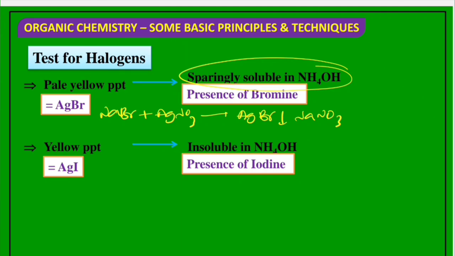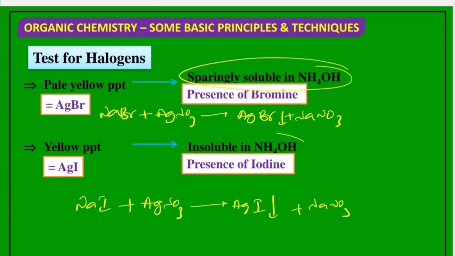Now have a look at the next one. Sodium iodide with silver nitrate, AgNO3, forms AgI. A silver iodide precipitate is formed. The silver iodide precipitate is insoluble in ammonium hydroxide. This indicates the presence of iodine.